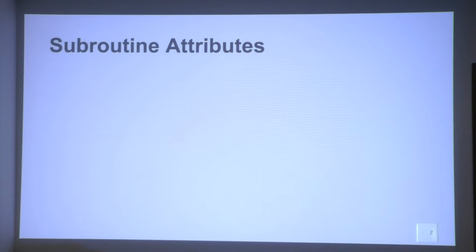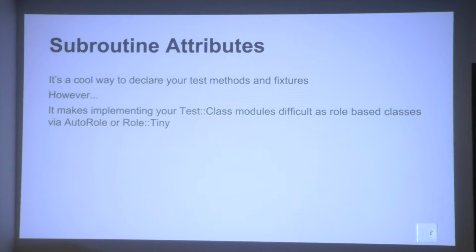So subroutine attributes, this whole concept of the tests, it's pretty cool. It's a nice way to declare what your methods are. However, it makes implementing your test class modules as roles difficult. Because essentially what I've been explaining so far is more of a role concept, where we have this behavior and it should not be a parent inheritance, but more a role where you use something like Role::Tiny or Moo::Role.